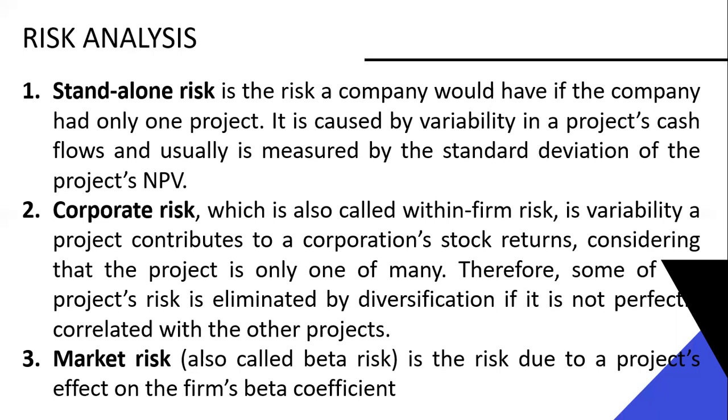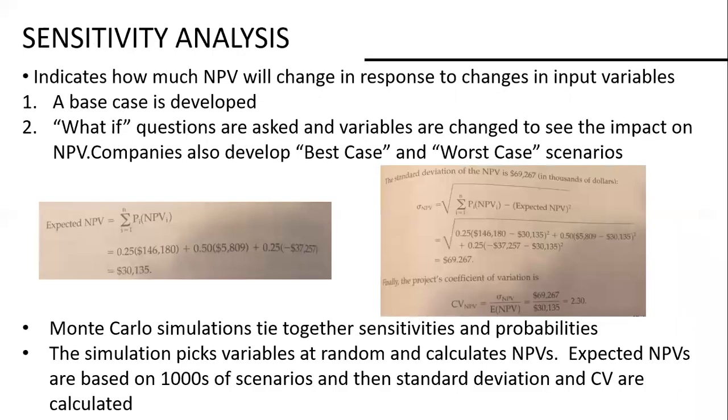And then there's market risk, and this is the risk due to a project's effect on the beta coefficient. And this is risk that cannot be diversified away. And we've discussed market risk before as well. Okay, moving on. The next thing I'm going to talk to you a little bit about is sensitivity analysis.